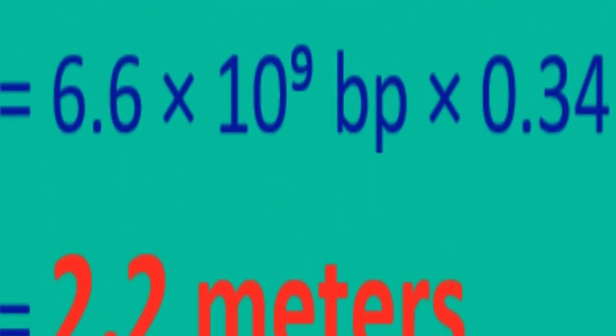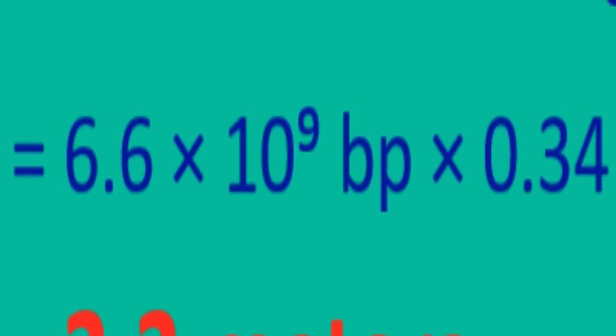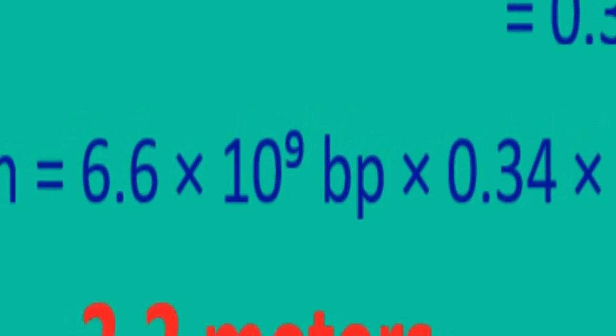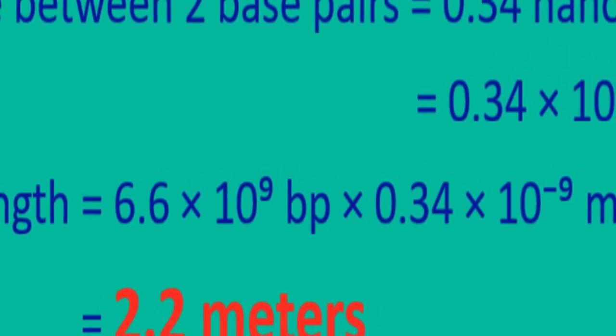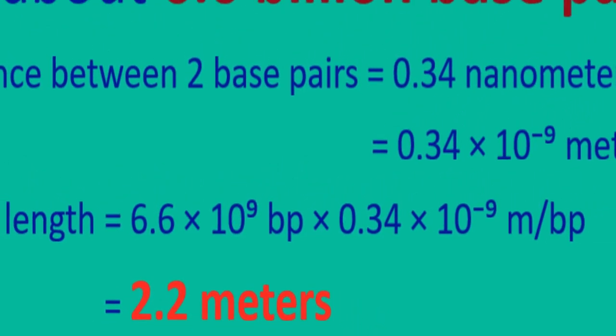Imagine 2.2 meter of thread-like DNA is stored inside a nucleus that is only about 10 power minus 6 meters, or just equal to 1 micrometer in diameter.